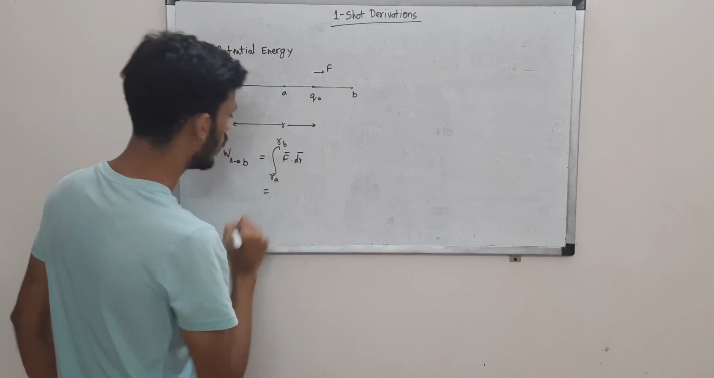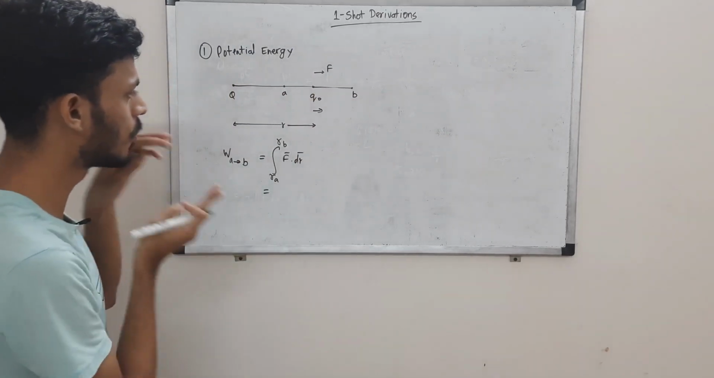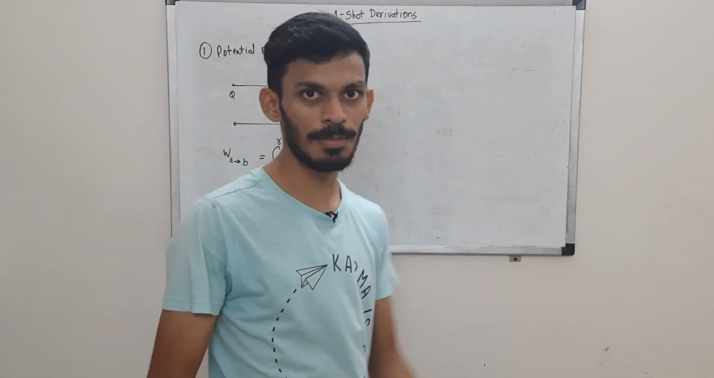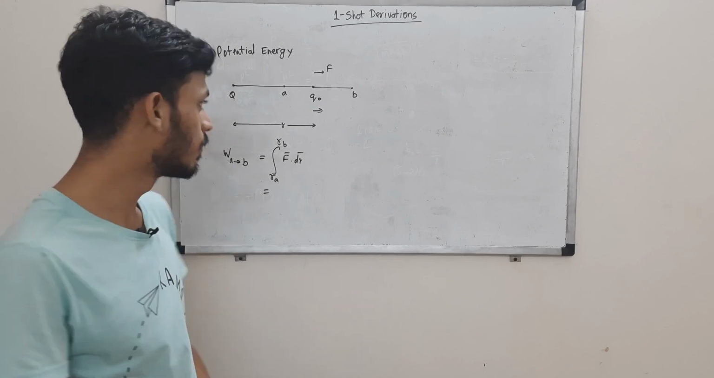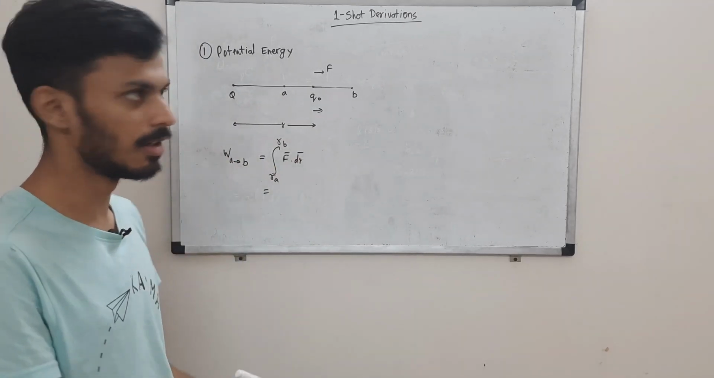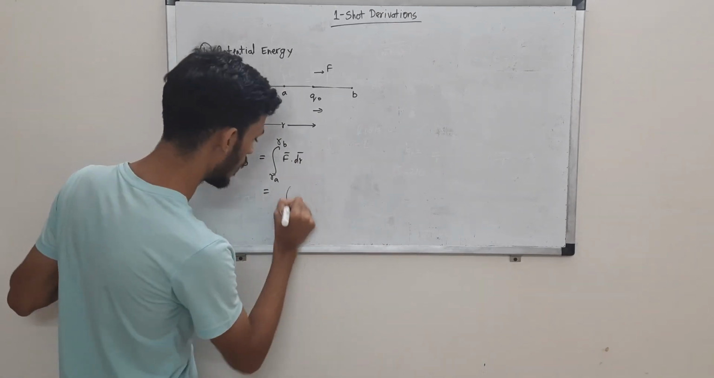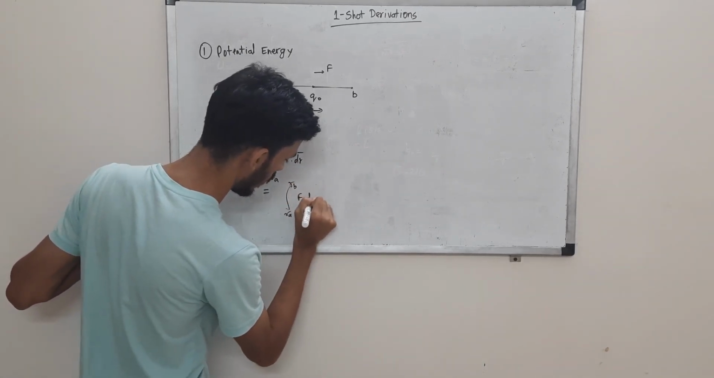Now you can see that force and displacement are along the same line, so they are in the same direction. So F dot dr is basically F dr cos 0. Direction is the same, so that will be simply F dr. From RA to RB, you can remove the vector sign: integral of F dr.